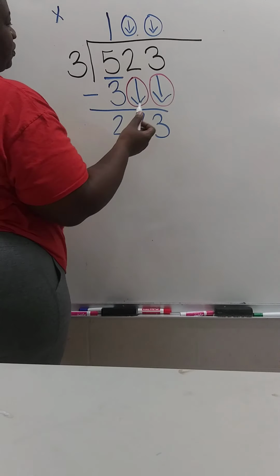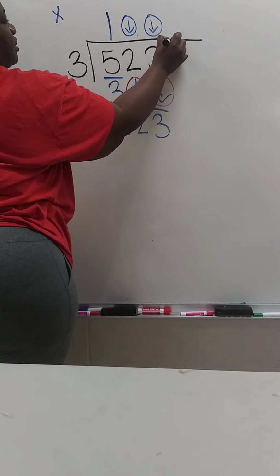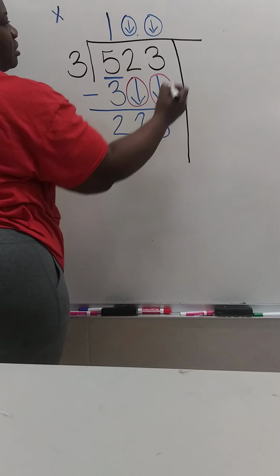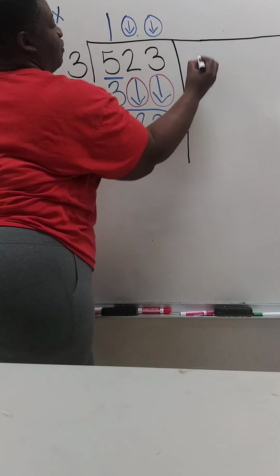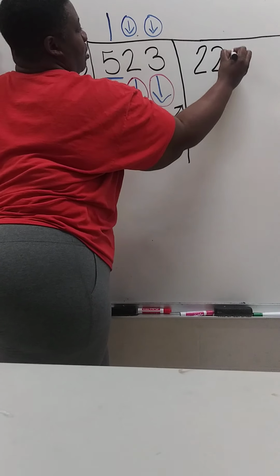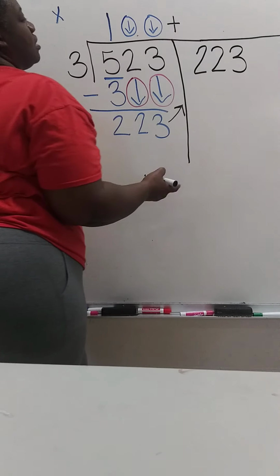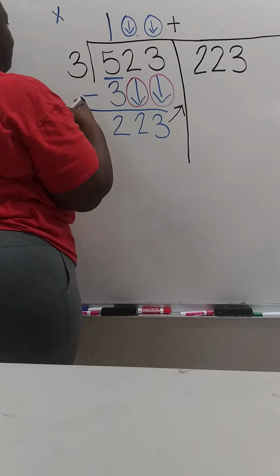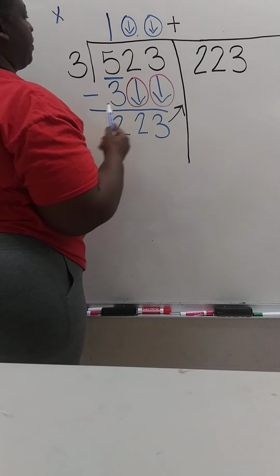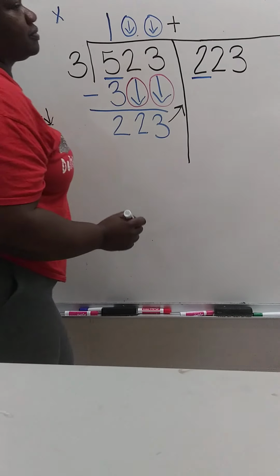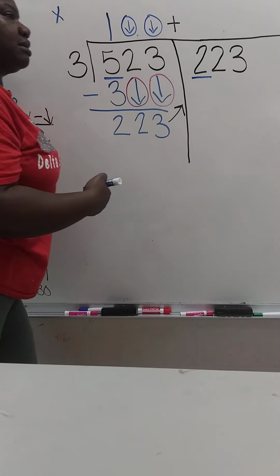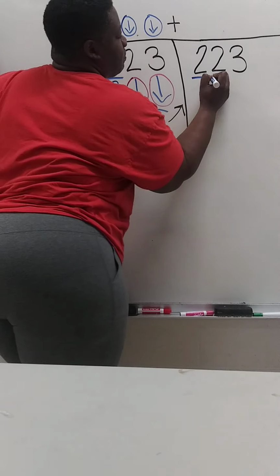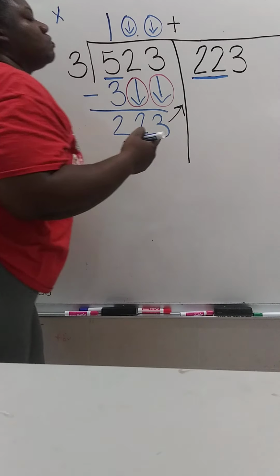So what do you do after you have your answer? We move this number over and we start all over again. 223 divided by 3. What's the first step? Underline the first digit. Can you use 2? Yes or no? No, you cannot. Why not? Because it's too small. So we're going to underline both numbers. What's your next step?